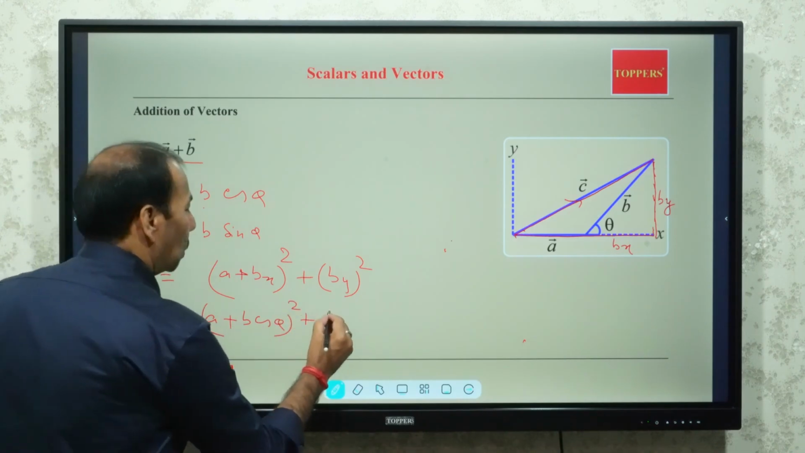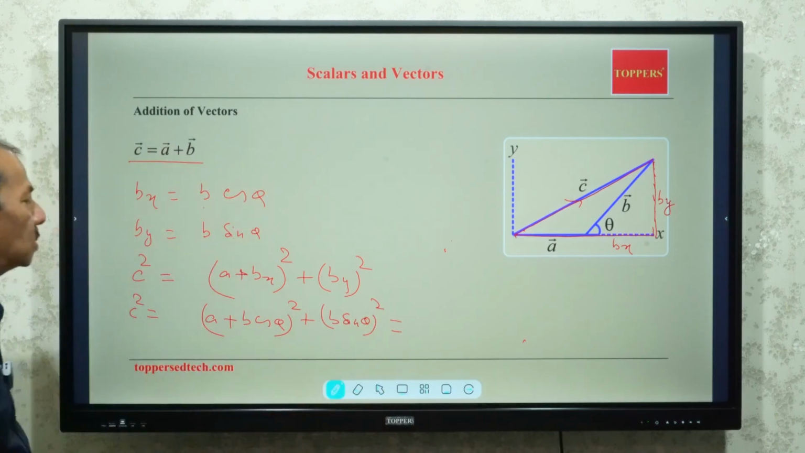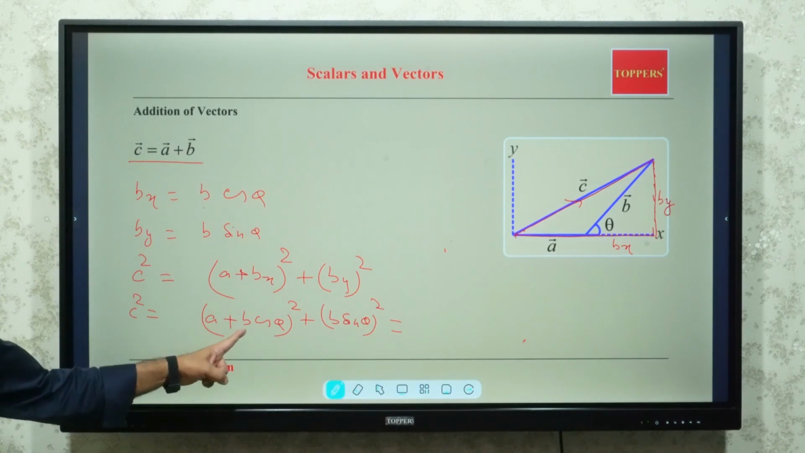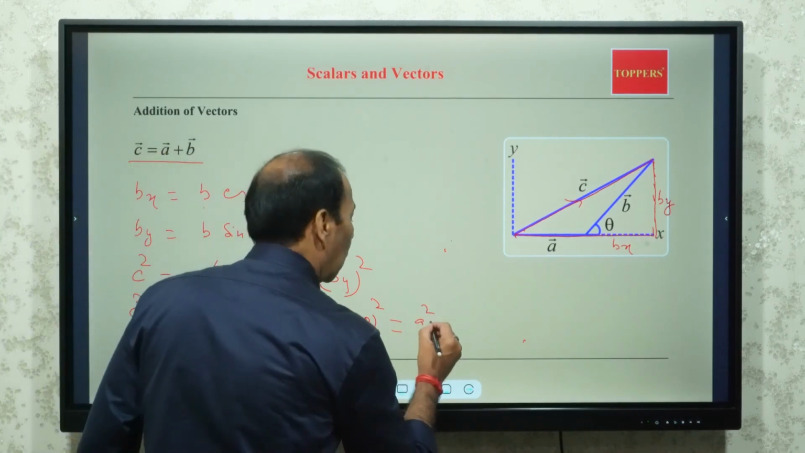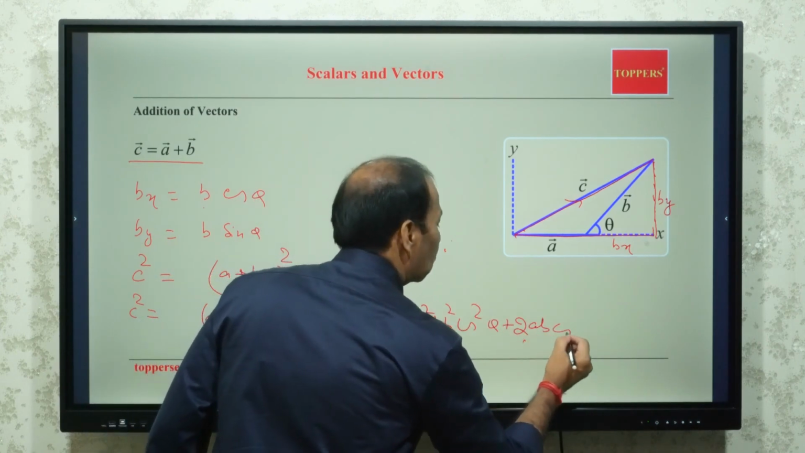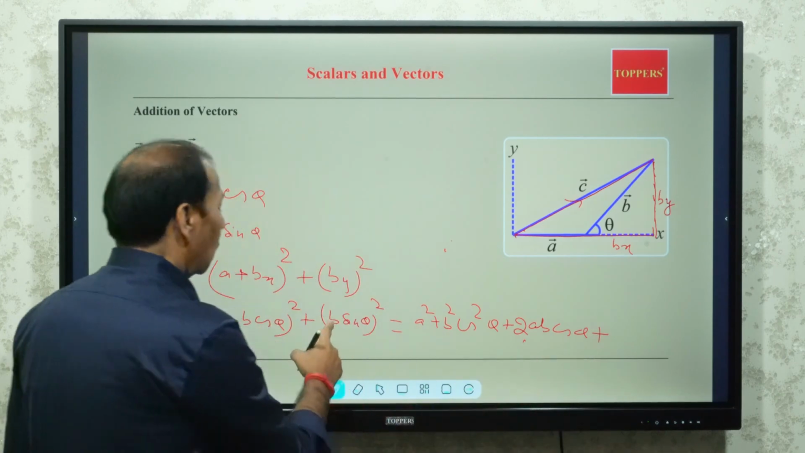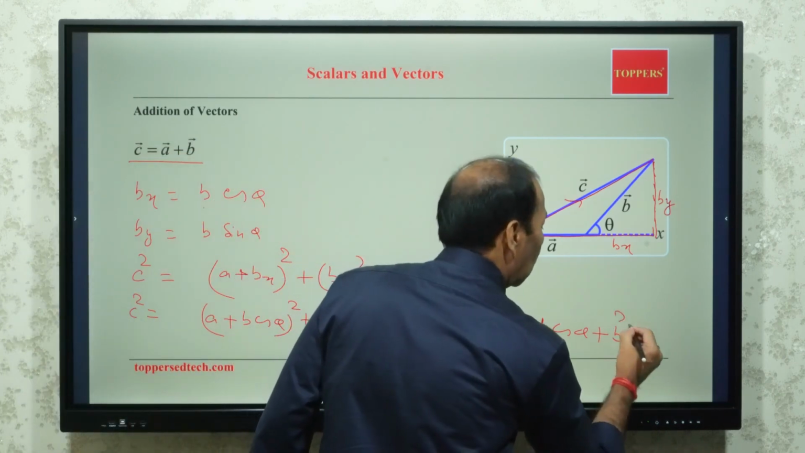Plus this. So this expression will be equal to a square plus b square cos square theta plus twice ab cos theta. So we have a square plus b square cos square theta plus 2ab cos theta. And then for the term b sin theta whole square, we have b square sin square theta.